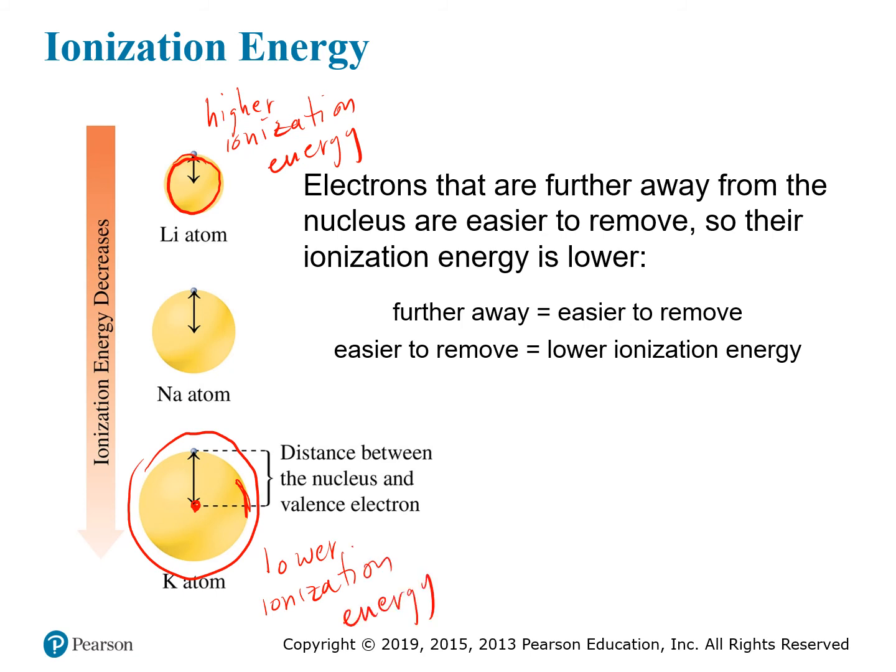So it goes really the opposite of the radius or the atomic size. The larger an atom gets, the smaller its ionization energy is. The bigger an atom, the lower the ionization energy, right? And this again comes from these two concepts. The further away an electron is, the easier it is to remove. And the easier it is to remove, the lower the ionization energy required is.